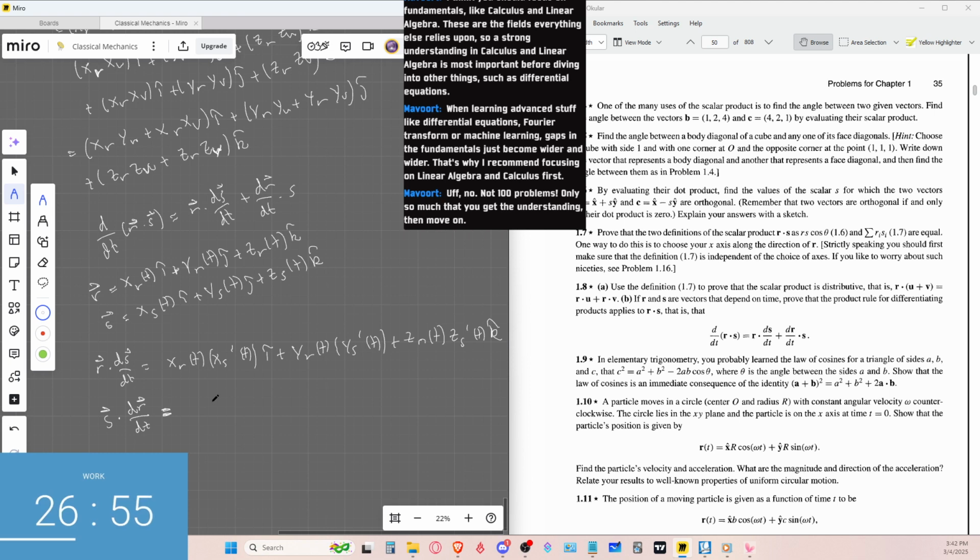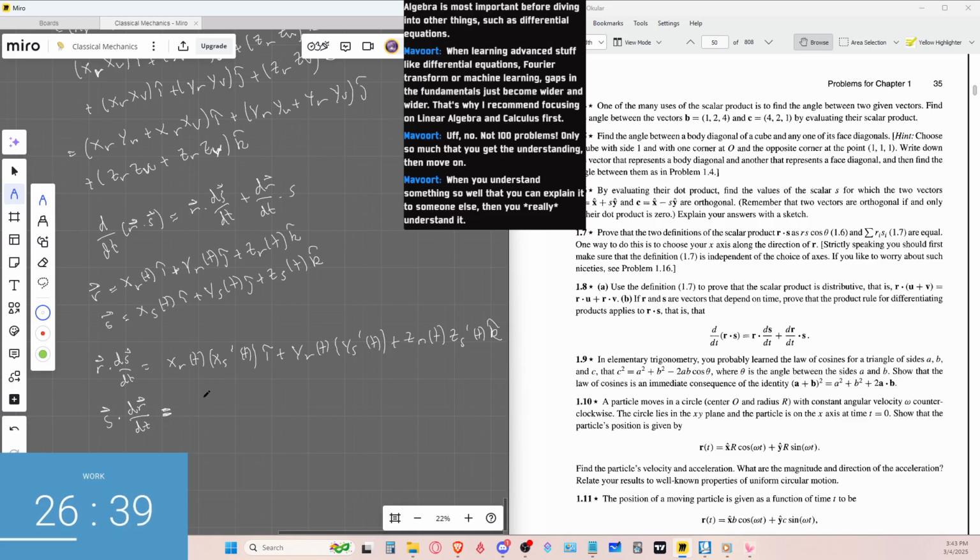Not 100 problems, only so much that you can get understanding, then move on. Yeah, because the problem with me is that I don't know when to move on. I already have this thing in the back of my head: oh, I don't know enough about trig substitution, or partial fractions, or series. So I don't know when exactly I should move on, or when I should go back to the basics, you know? Stuff like that eats away at my head.